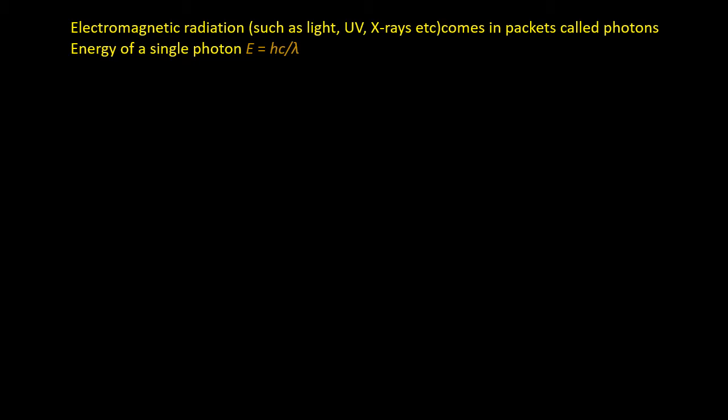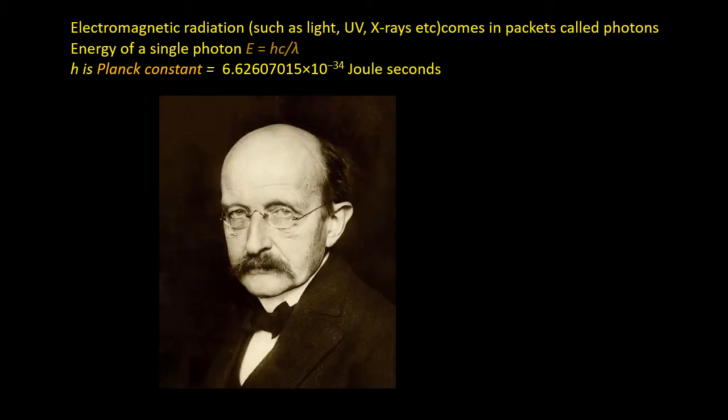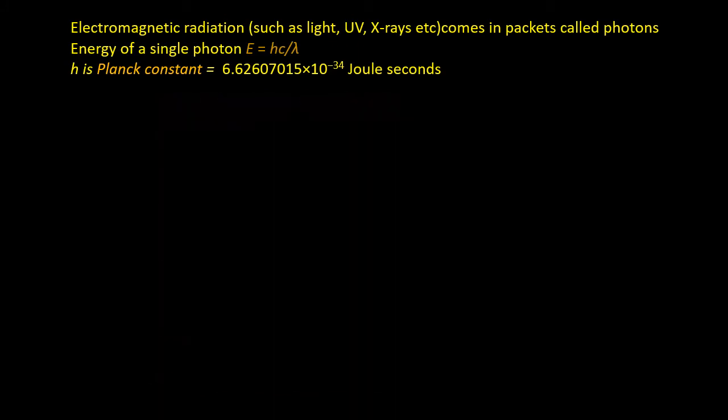Most of you will know that light is composed of little packets of energy called photons. The energy of a single photon is given by this expression, hc divided by lambda, where lambda is obviously the wavelength, c is the speed of light, and h is a number called the Planck constant, an incredibly small number, and it was named after Max Planck, who was one of the founders of quantum theory in the early 20th century.